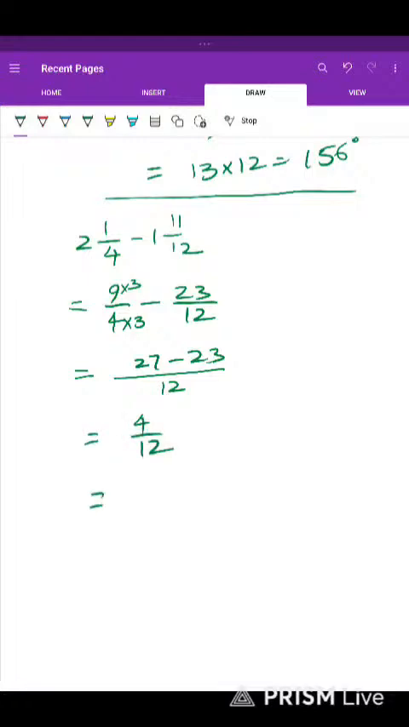4 by 12. And what will you write after it? 4 multiplied by 1 and 4 multiplied by 3 can be done. This factorization, prime factorization, can be done, and you can see that 4 is cancelled out. So 1 by 3 is the final answer.